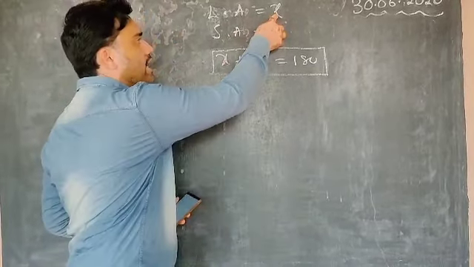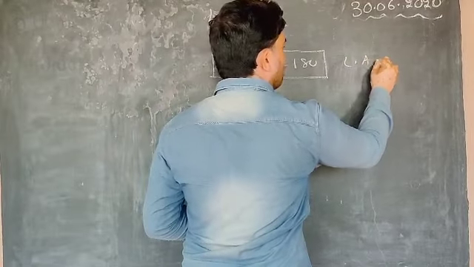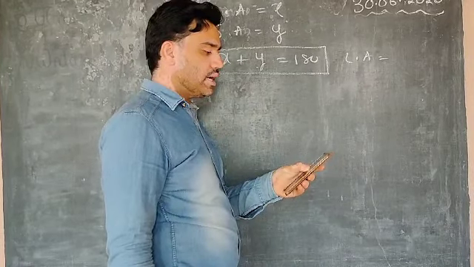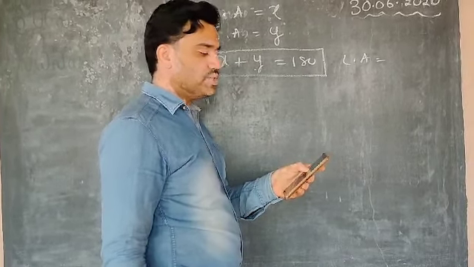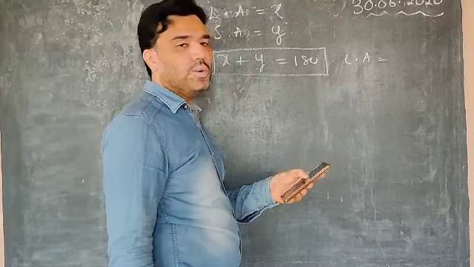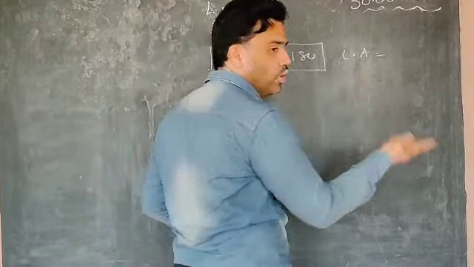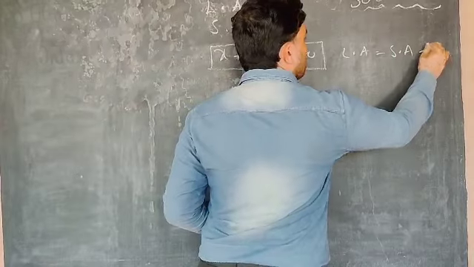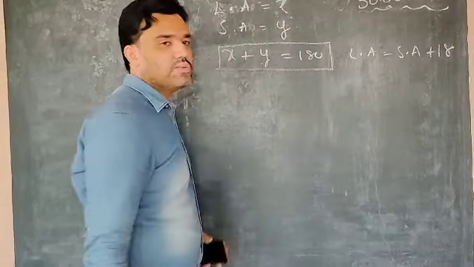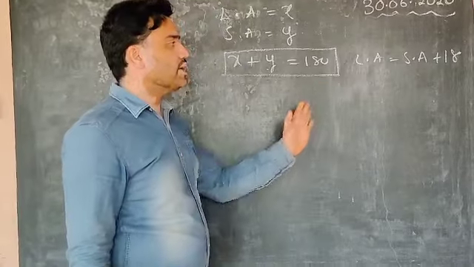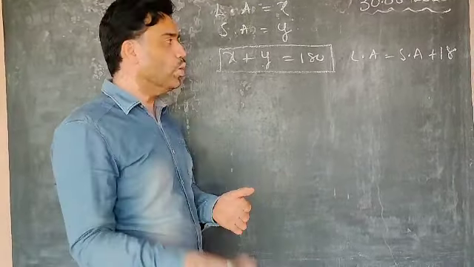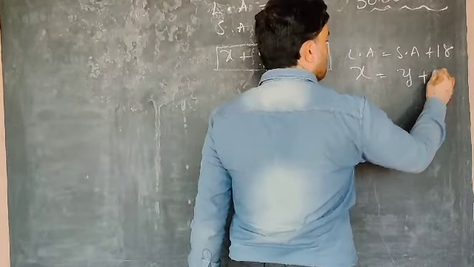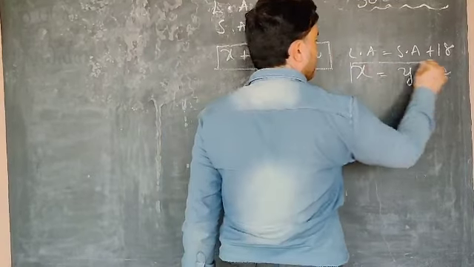What condition have they given here? The larger of two supplementary angles exceeds the smaller angle by 18. When the larger angle is more, it is exceeding, which means the smaller angle is less. So if I add 18 to the smaller angle, the larger angle and smaller angle become equal. The larger angle is 18 more than the smaller angle. So larger angle is x and smaller angle is y: x is equal to y plus 18.